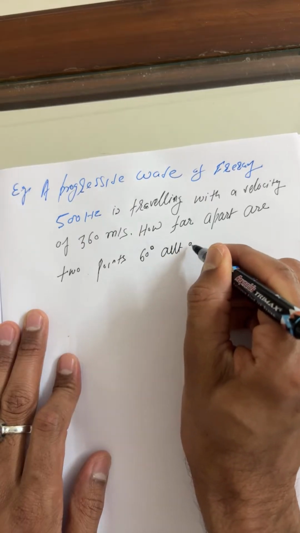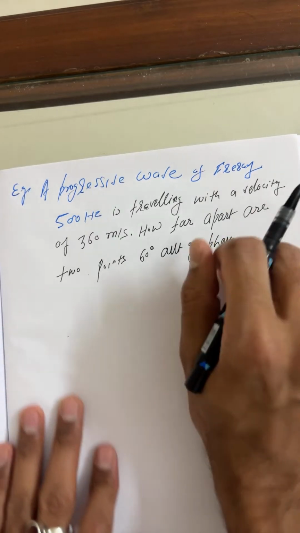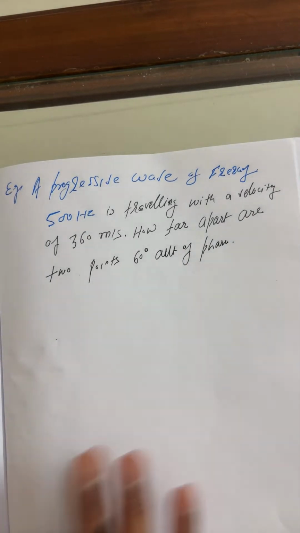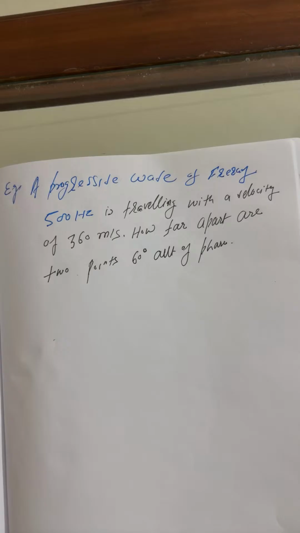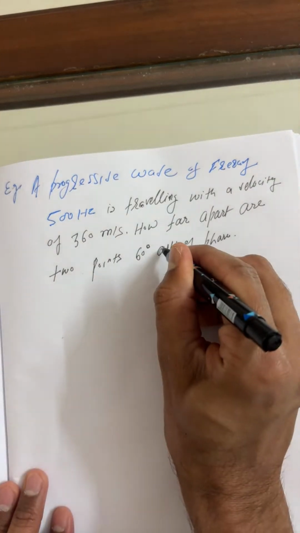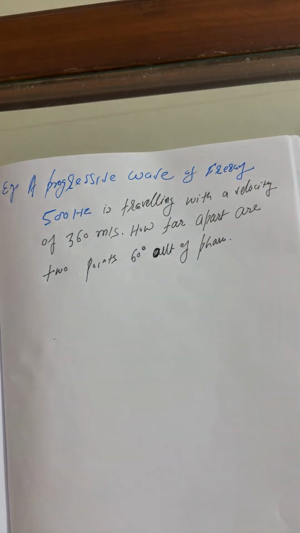But it's a subjective question here, so there are no options at all. A progressive wave of frequency 500 Hz is traveling with a velocity of 360 meter per second. How far apart are two points 60 degree out of phase?